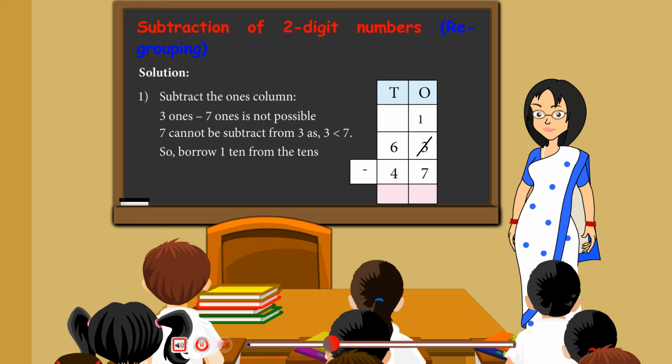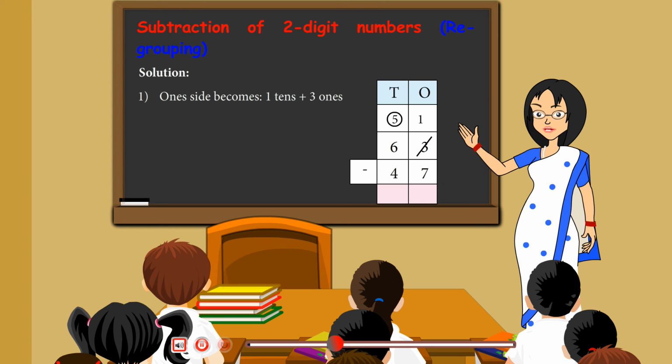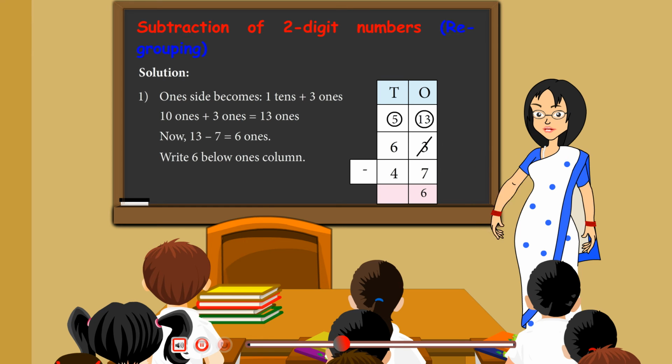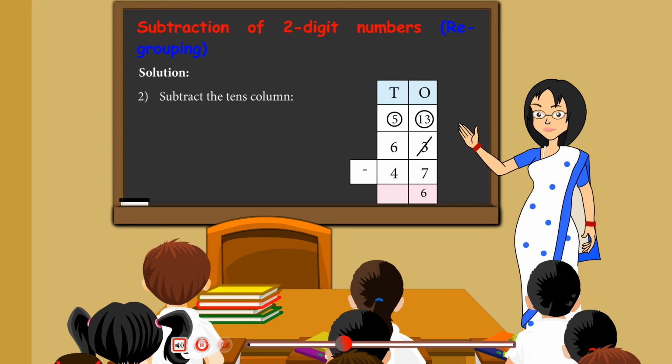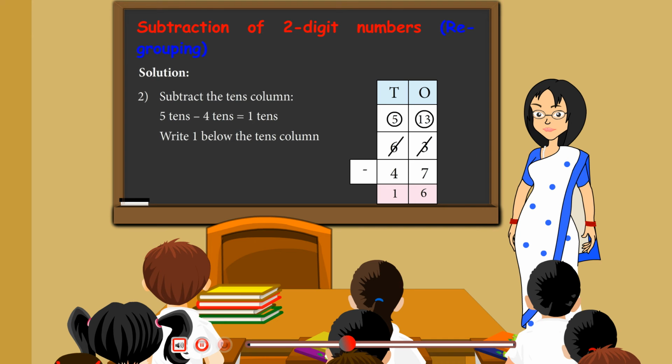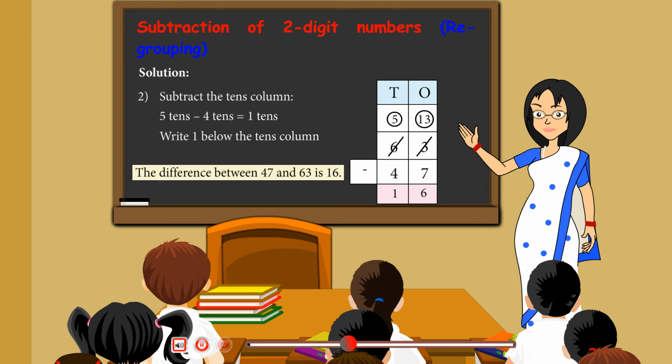So borrow 1 ten from the tens column, leaving behind 5 tens. Ones side becomes 1 tens plus 3 ones. 10 ones plus 3 ones is equal to 13 ones. Now 13 minus 7 is equal to 6 ones. Write 6 below ones column. Subtract the tens column. 5 tens minus 4 tens is equal to 1 tens. Write 1 below the tens column. The difference between 47 and 63 is 16.